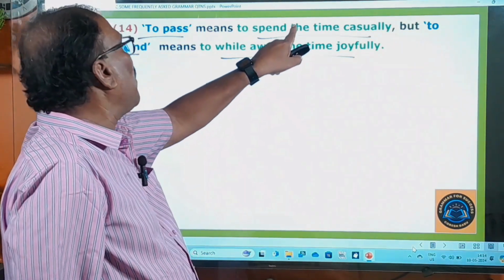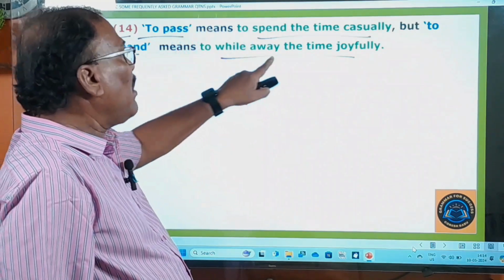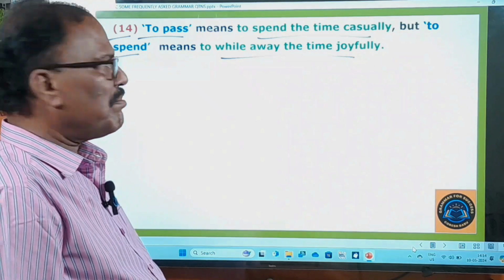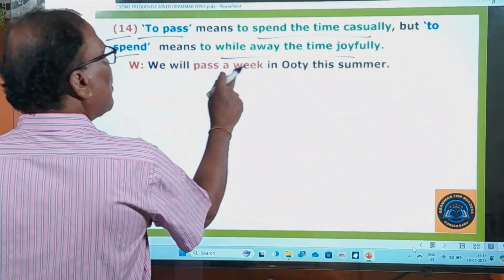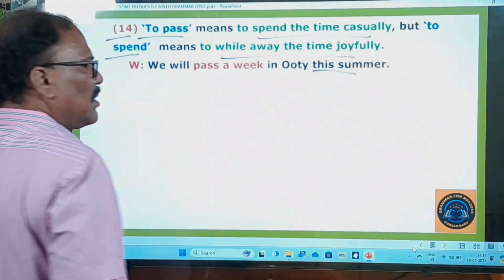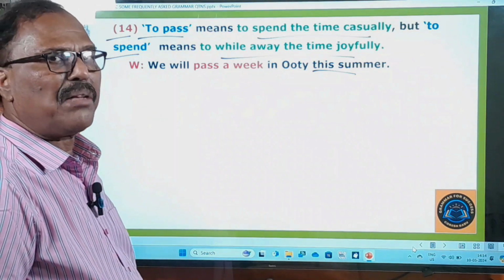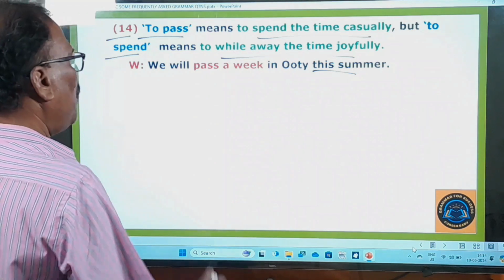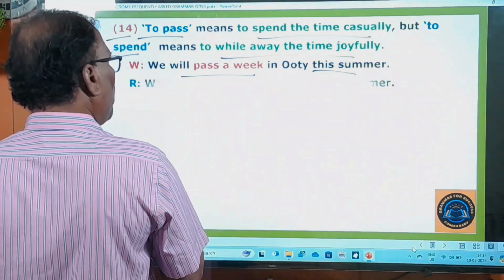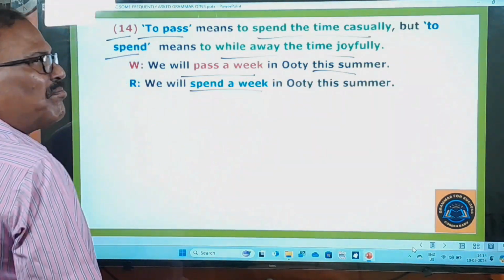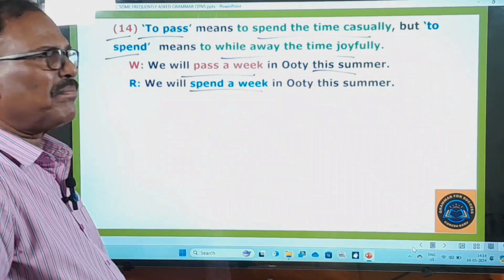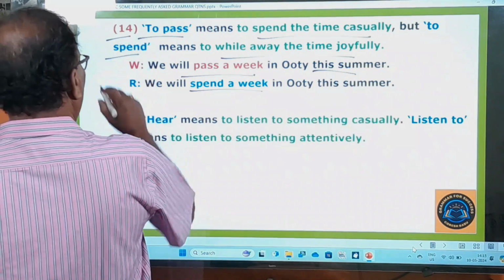మామూలుగా సమయమును గడపడాన్ని you say pass. ఆనందంగా గడపడాన్ని spend అంటారు. There is some difference. So here we will pass a week in Ooty this summer. సమ్మర్లో ఊటీకి వెళ్ళి అక్కడ టైం పాస్ చేస్తావా, టైం స్పెండ్ చేస్తావా? What do? You don't pass a week, but what do? You spend a week. మామూలుగా గడప ఒక వీక్ని, ఆనందంగా గడుపుతావు. So this is okay.